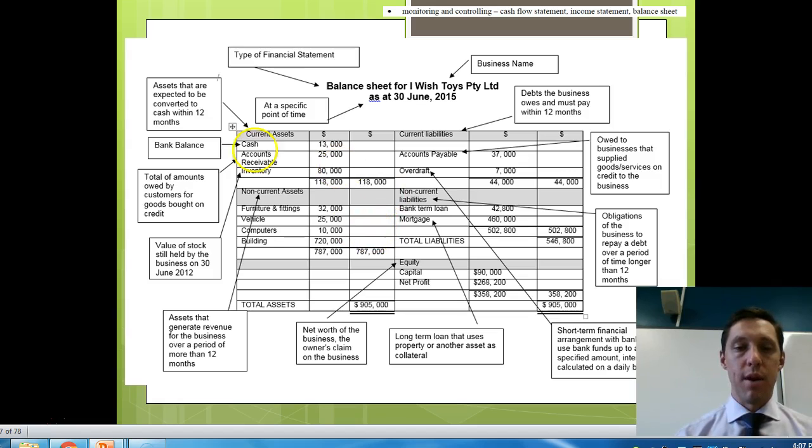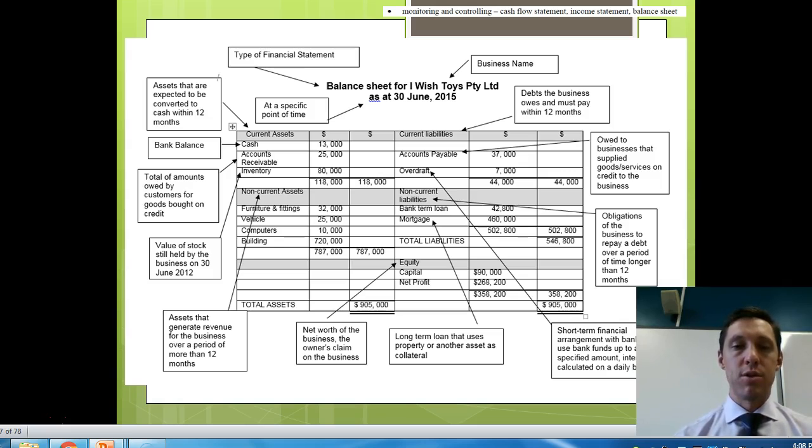They also have some non-current assets, things of value, which they expect will be converted to cash in the future, but in a period greater than 12 months. So furniture, motor vehicle, computers, building, all things that are certainly of worth to the business. They have value. They do expect them to be converted to cash in the future, but not in the short term. So their total assets, when you add the current and the non-current assets for this business, equate to $905,000. So if they had to sell everything of value in the business, that's really what they would hope to get for them as at today.